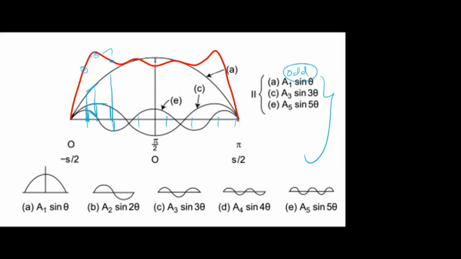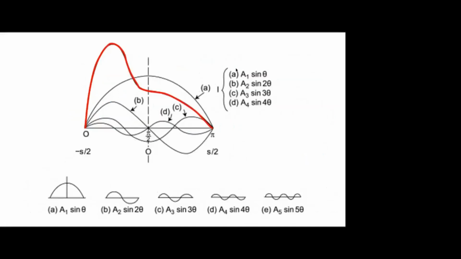The center also, this is positive, A1, and A5 is positive, A3 is negative, so totally there is a drop. Like that, the profile varies. Using these odd harmonics, we can simulate a symmetrical lift distribution. And for asymmetrical, we have to take both odd and even.